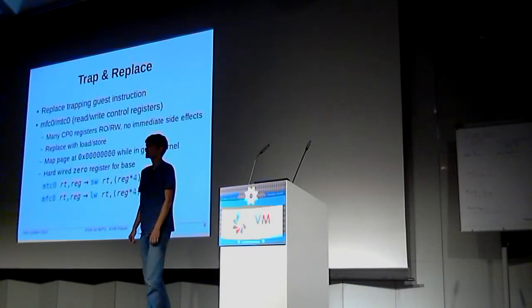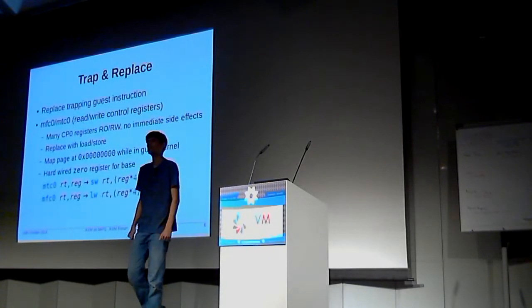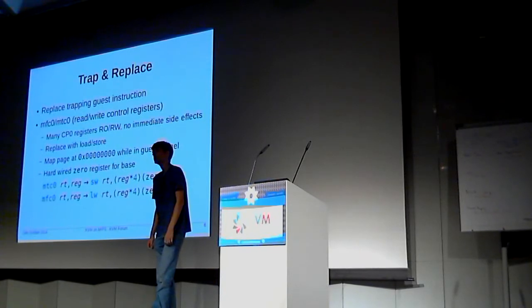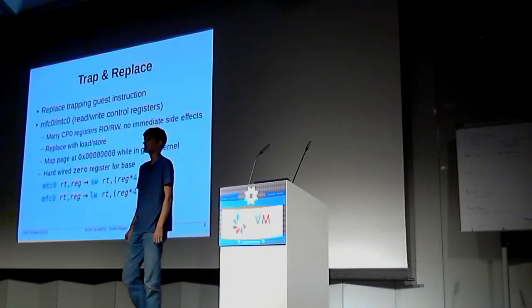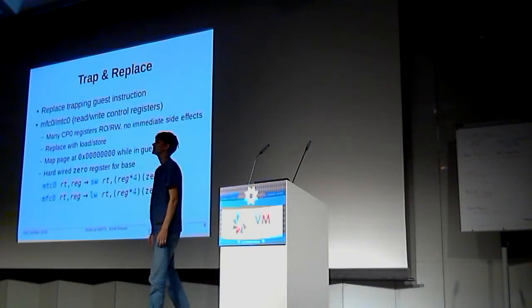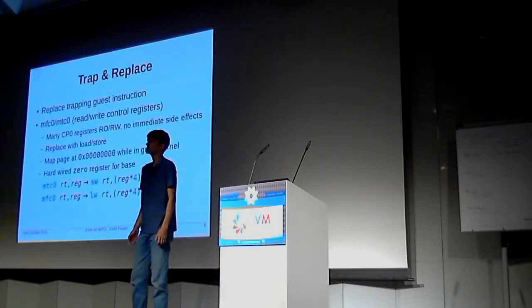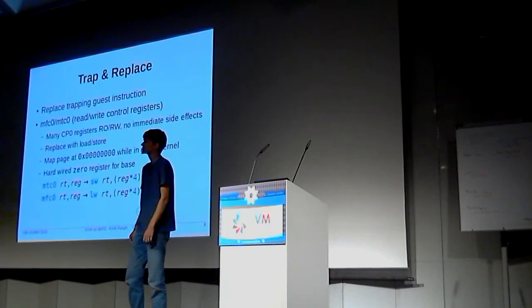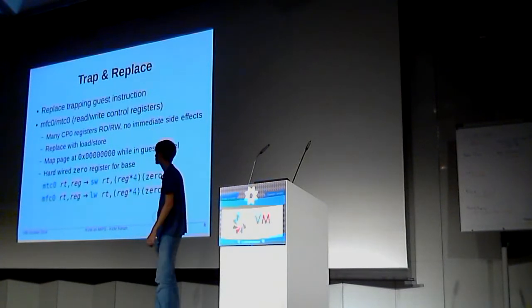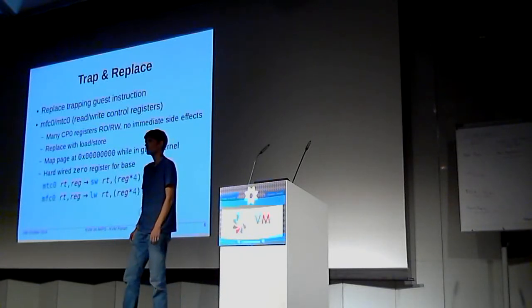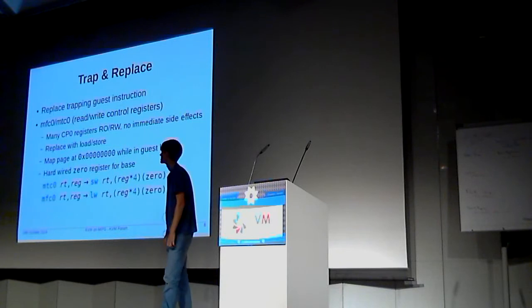Many of these registers are either read-only and don't change, or they're fully read-writable and don't have side effects. And so they act like memory, and we can actually get away with replacing them with loads and stores. But of course, in order to do a load or a store, you need an address in a register. And MIPS only has 16-bit offsets in its load and store instructions.